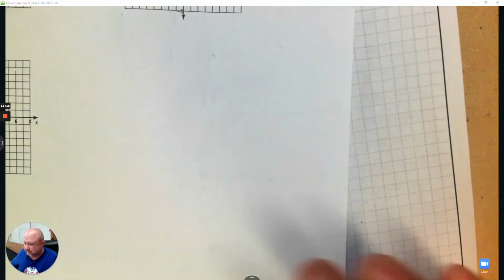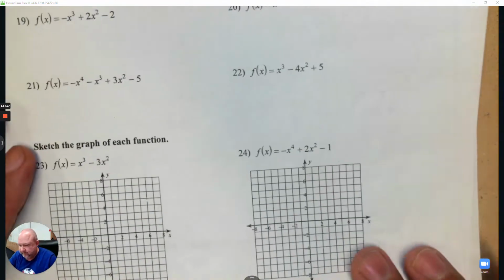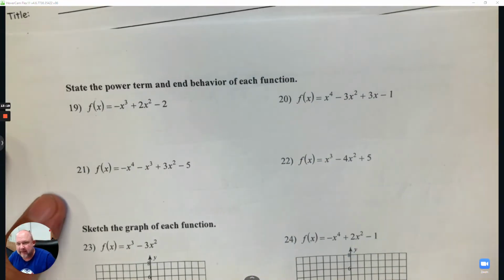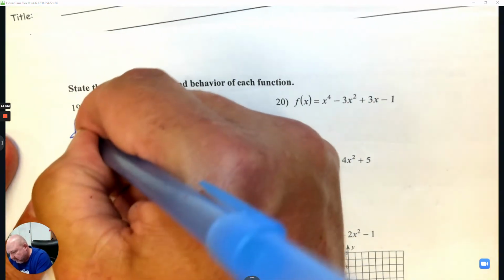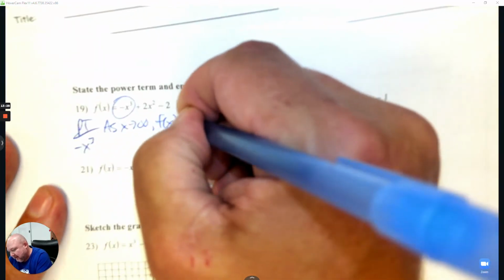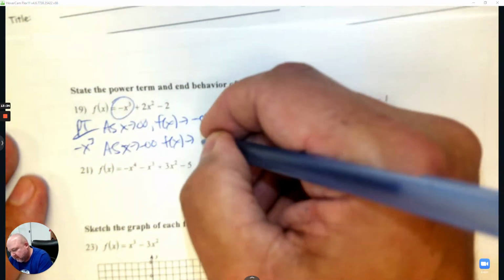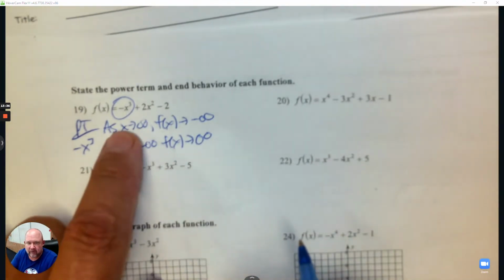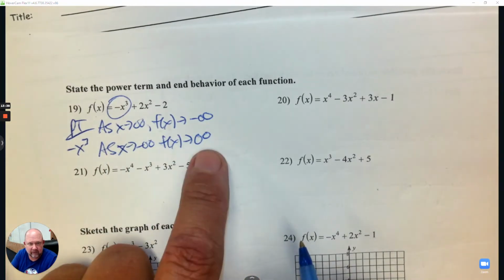Turn the page. All right, power term and end behavior. So the power term is negative x cubed, which means the right end is going down and the left end is going up. Make sure you know the notation in terms of how to do it. But this says the right end goes down and the left end goes up.